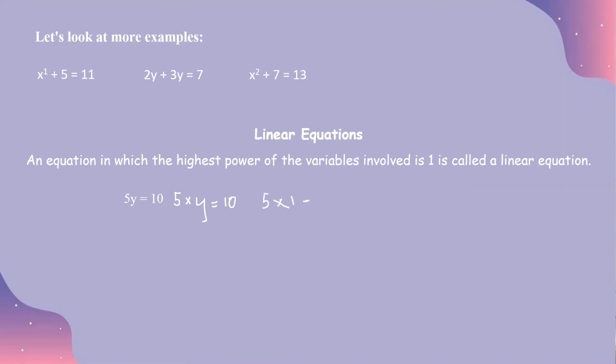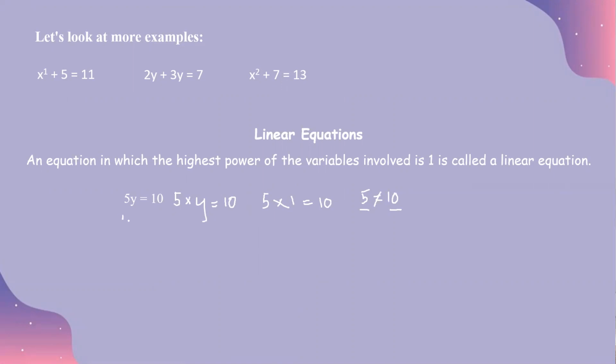5 into 1 is equal to 10? We know that 5 into 1 is equal to 5. So the LHS is not equal to RHS here. We have LHS 5 and RHS 10. Therefore, LHS is not equal to RHS, isn't it?